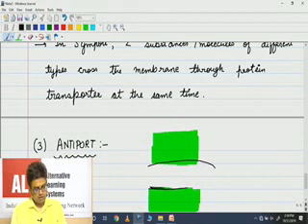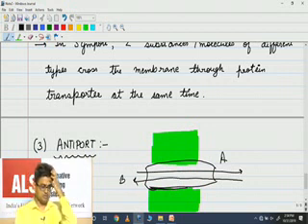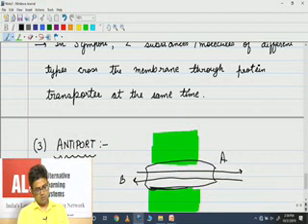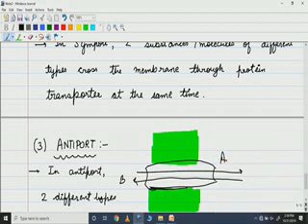So this is a protein channel. You can draw it any way you like. It just has to be representative. So when substance A is crossing in one direction, substance B is moving in the opposite direction. So please write, in antiport, two different types of substances cross the membrane in opposite directions at the same time.